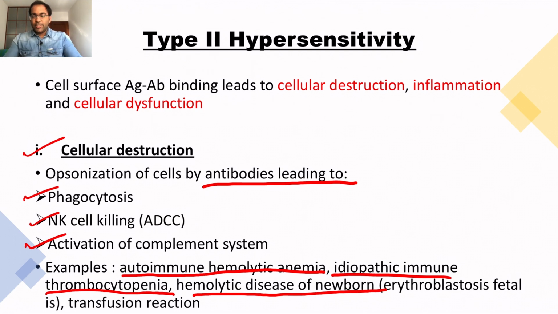Now, in hemolytic disease of the newborn, there is a transfer of maternal IgG through the placenta into the fetus, and that IgG basically reacts towards the antigens present on fetal RBC. That leads to the hemolysis of RBC, and that leads to the process called erythroblastosis fetalis. Hemolytic disease of the newborn can also be called erythroblastosis fetalis. They are synonyms. And then also in transfusion reaction, we have hypersensitivity type 2 reaction.